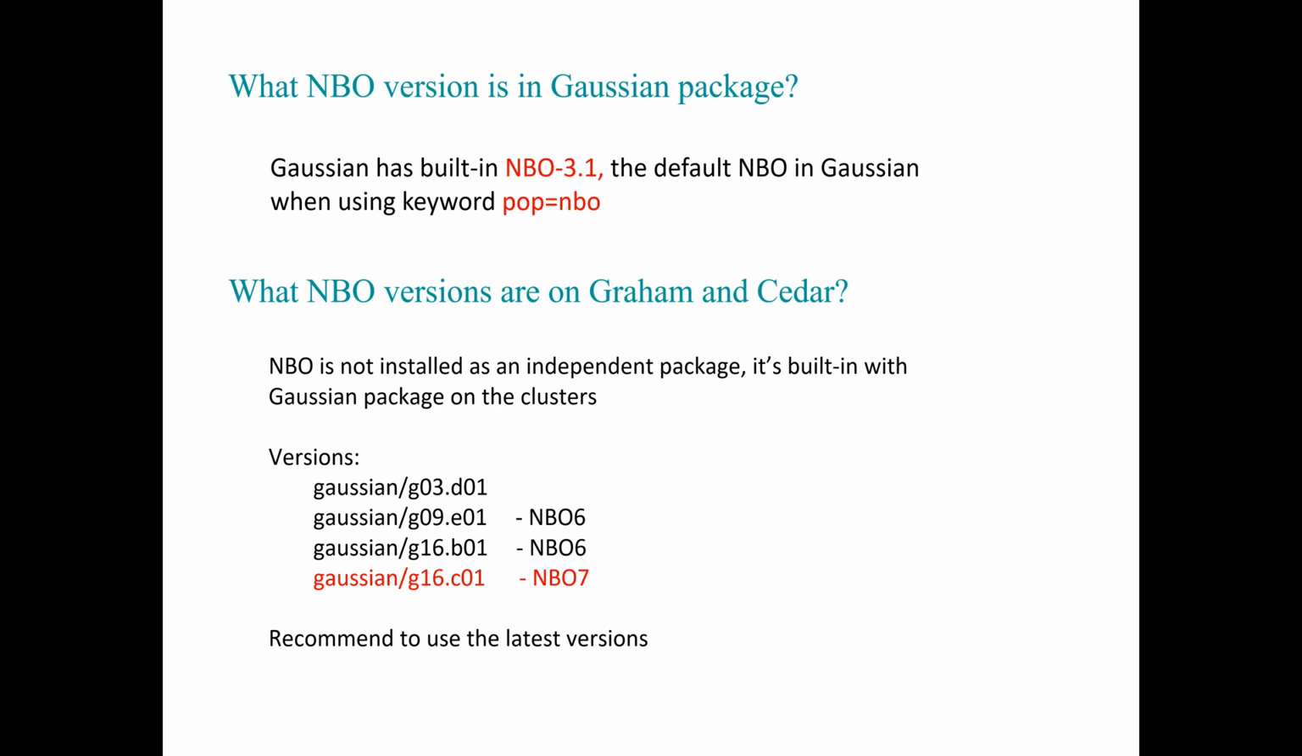So what do we have right now on the clusters? For G09 and G16, there is NBO6. And recently we have NBO7. NBO7 was made to work with the latest G16.C01, so NBO7 is only available with the latest C01 version, because it doesn't work with the previous versions. Okay. So anyway, we always recommend you use the latest version. If you run Gaussian, always use C01, or if you want to use NBO, use NBO7, right?